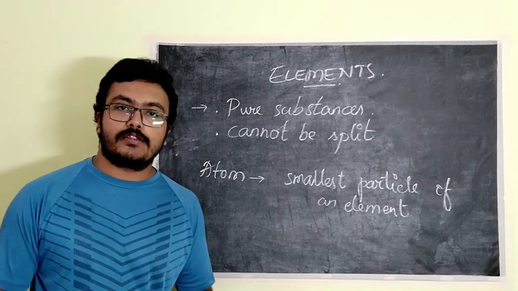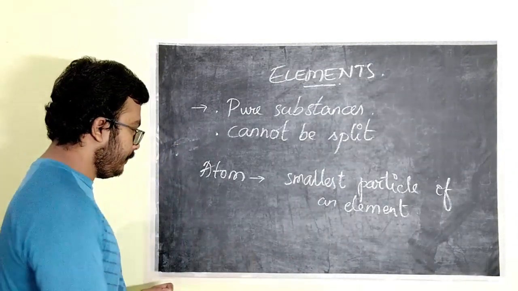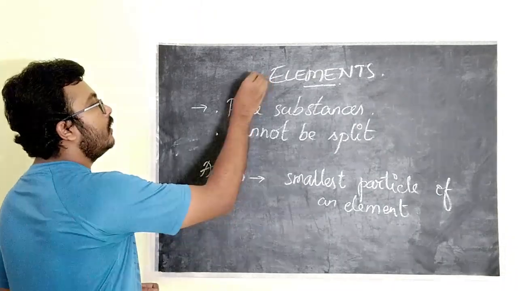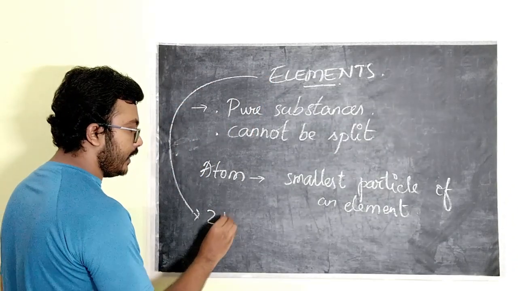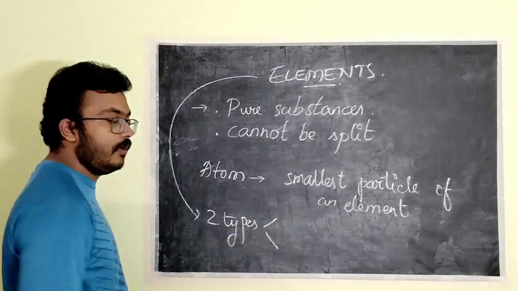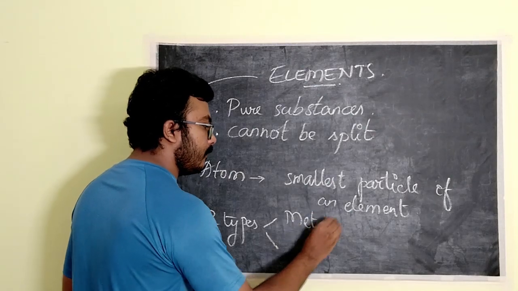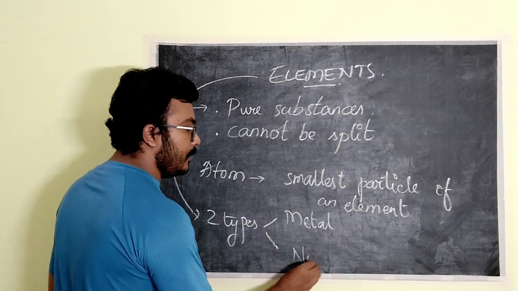Now I said there are two kinds of elements, right? One is metal, the other one is non-metal. Two types: one, metal; two, non-metal.